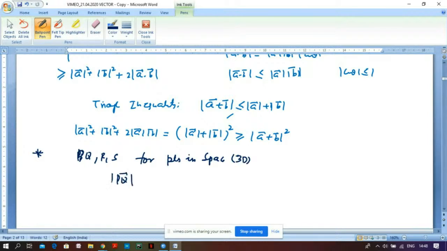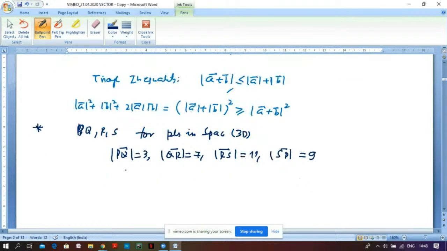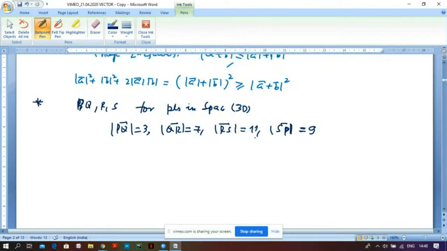Also, length of PQ, that is modulus of PQ, is given to be 3. Modulus of QR is given to be 7. Modulus of RS is given to be 11. And modulus of SP is given to be 9. It does not matter how these points are located. PQ may intersect RS, may not. We do not require these things. So all we know is that distance is given between P and Q, Q and R, R and S, and S and P. And now you want to ask something.